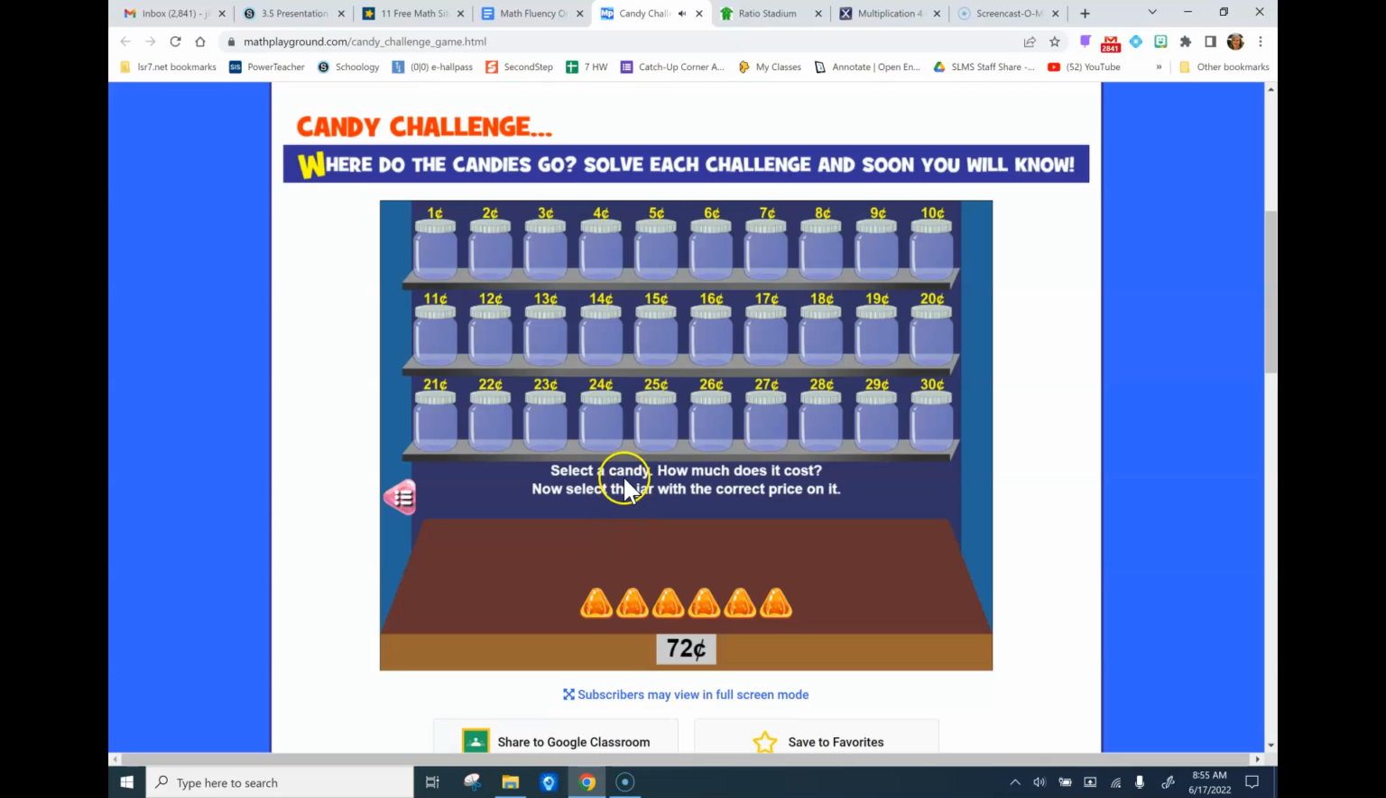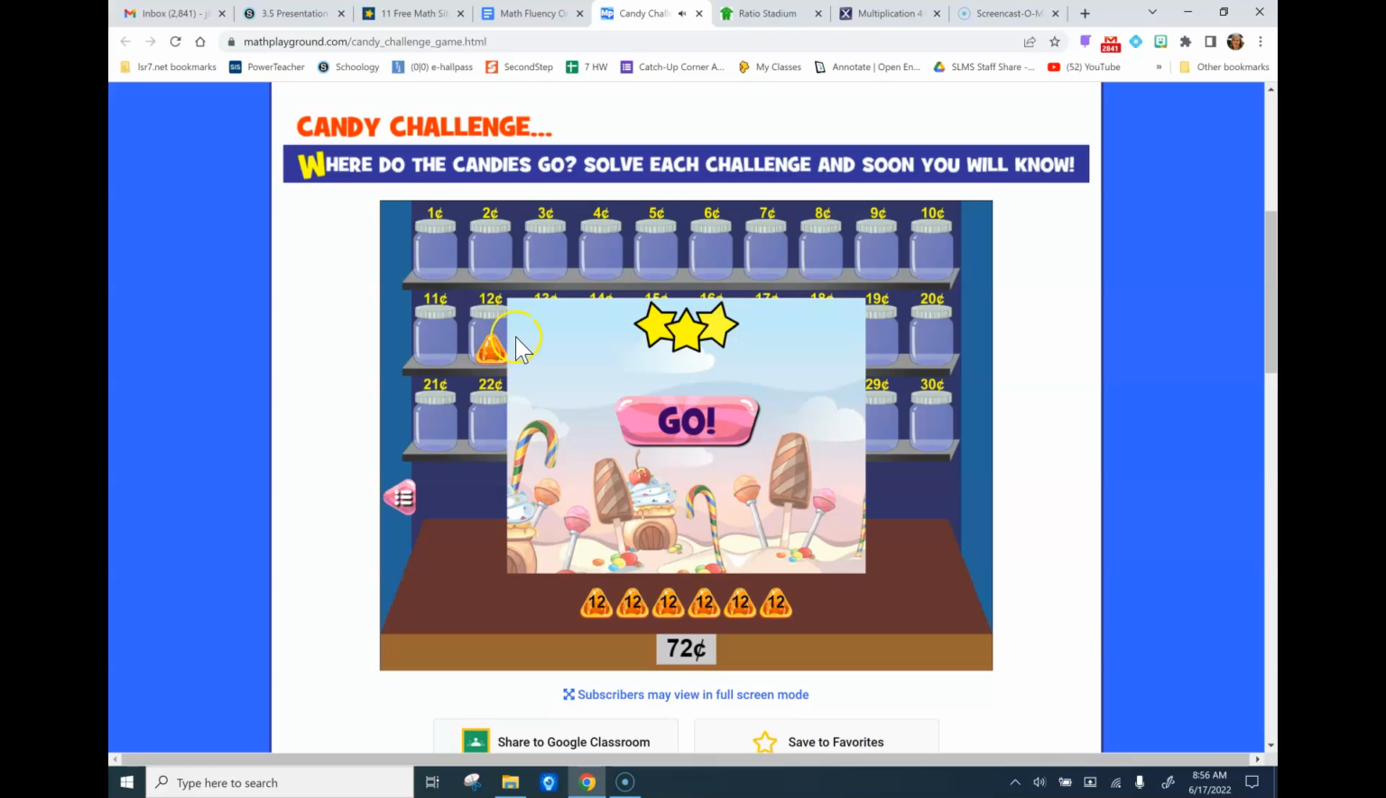So what you have to do here is select a candy. You have to click on it. These are where the directions were a little confusing. It took me a while. How much does it cost? Now select the jar with the correct price. So you're going to see how you have 72 cents down here. You have to use sometimes multiplication, sometimes division, sometimes addition. So there are 1, 2, 3, 4, 5, 6 candies. They all are the same amount because it's the same candy. So what you're going to do is take 72 divided by 6 and you're going to get 12. So that candy goes in there.